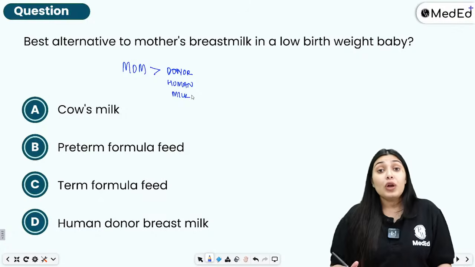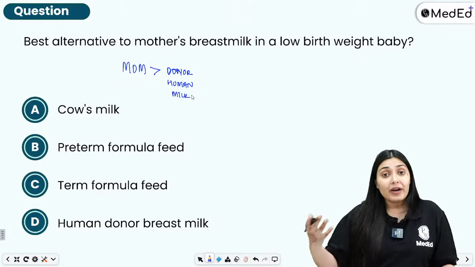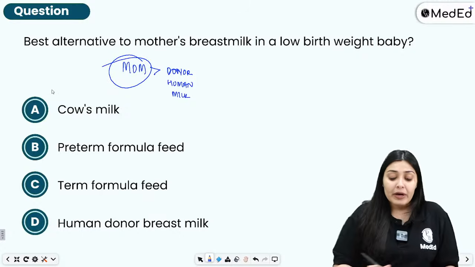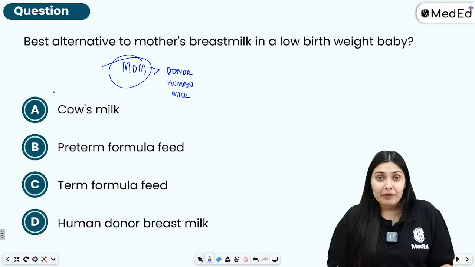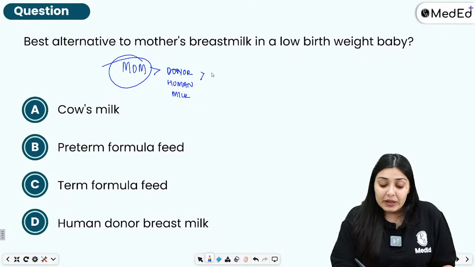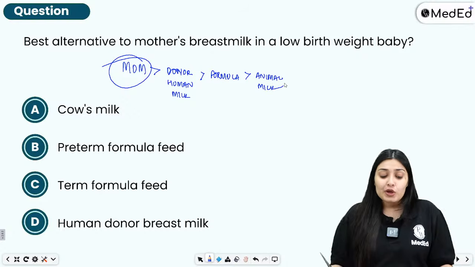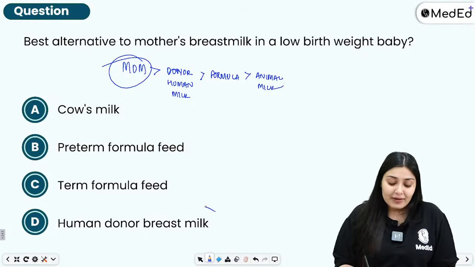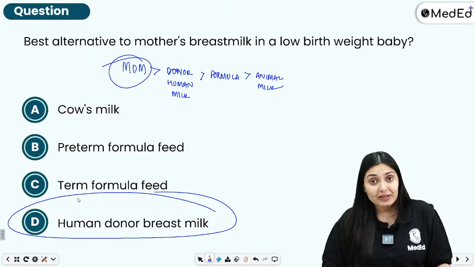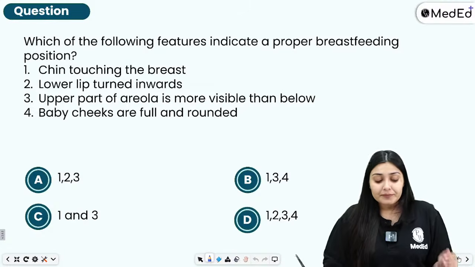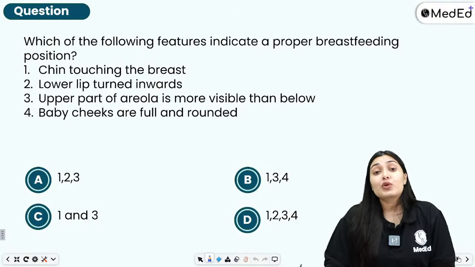So there are now a lot of milk banks available where mothers willingly can donate their milk for babies who are not getting mom's milk. Right? So donor human milk would be the second preference. After that, it would be your formula milk. And lastly, it would be animal milk. Right? So here the best alternative, straight away answer, is human donor breast milk. Moving to the next question.